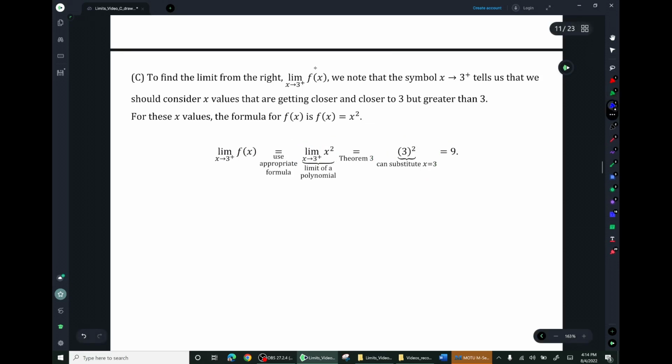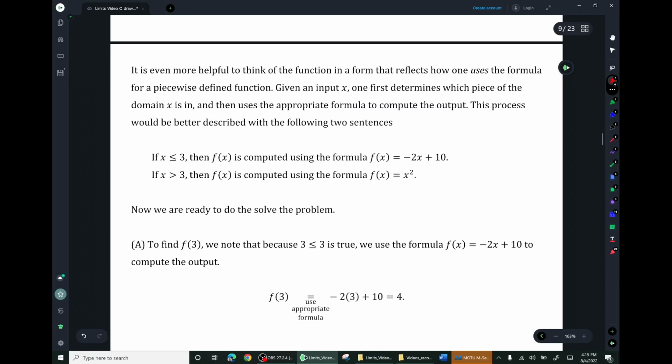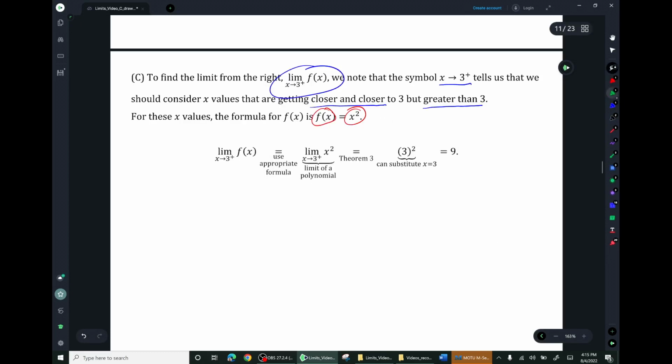In question C, we're supposed to find the limit as x approaches 3 from the right of f of x. Remember that this symbol, x approaches 3 from the right, tells us that we're supposed to be considering x values that are getting closer and closer to 3, but greater than 3. For those values of x, we have to use this formula, f of x equals x squared. Remember, when x is greater than 3, f of x is computed using this formula, f of x equals x squared. So we compute the limit as we have done in the past.